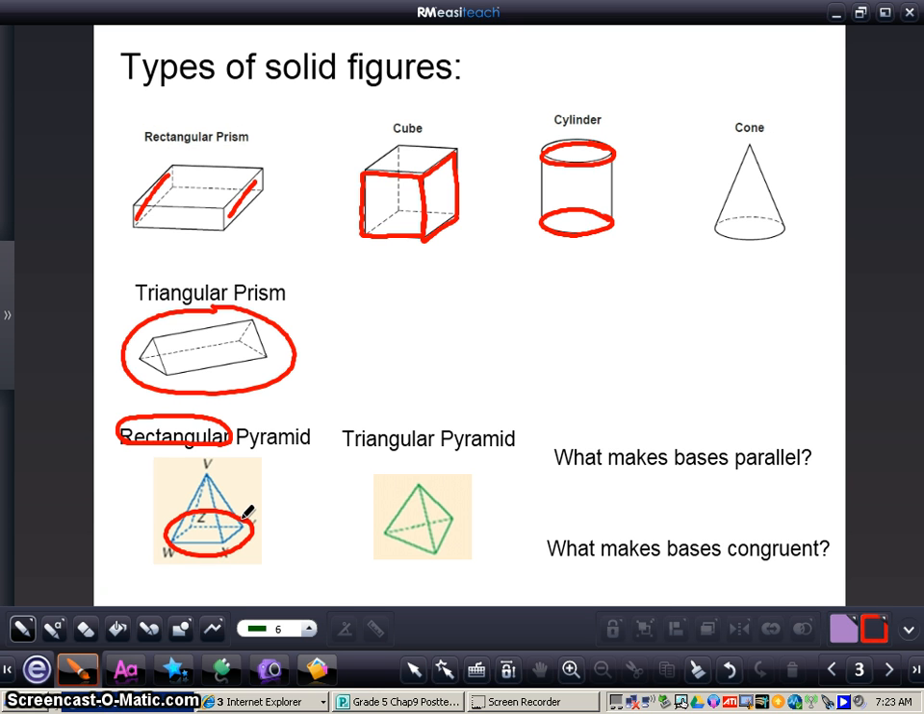Once again, for the next shape here, triangular pyramid. Why is it called a triangular pyramid? The base of this figure is a triangle. The base of the previous figure is a rectangle, thus the name rectangular pyramid. The base of this figure here is a triangle, thus the name triangular pyramid.